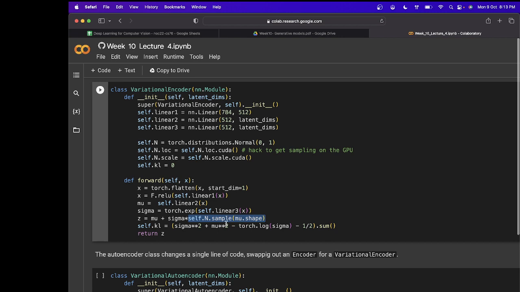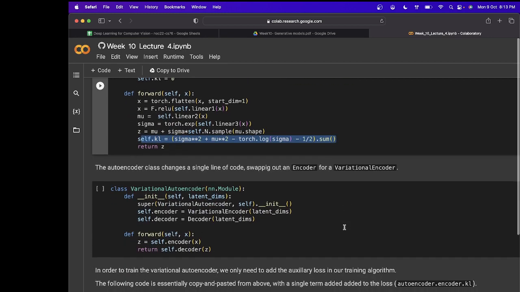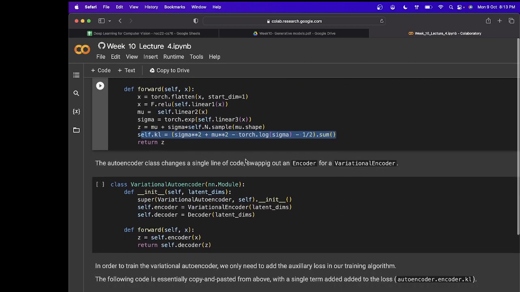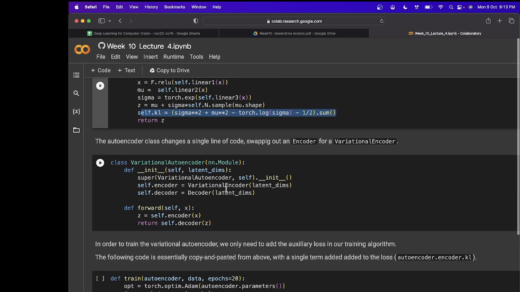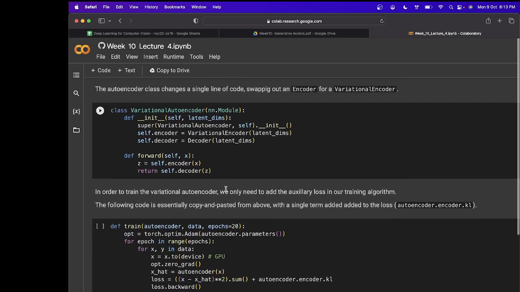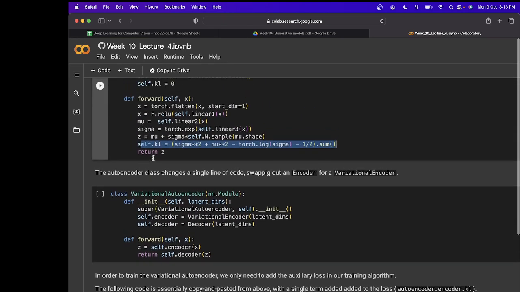So you are sampling some epsilon of the correct shape. I'm not going into the shape part, and you are generating this z. Finally, you are encoding the loss function here, right? Which we described a while back. Okay, so this is it.